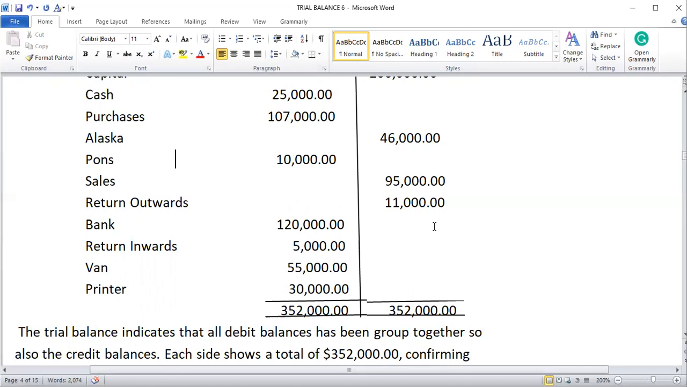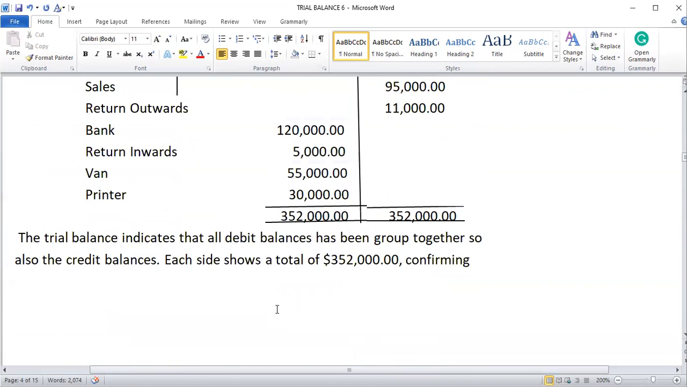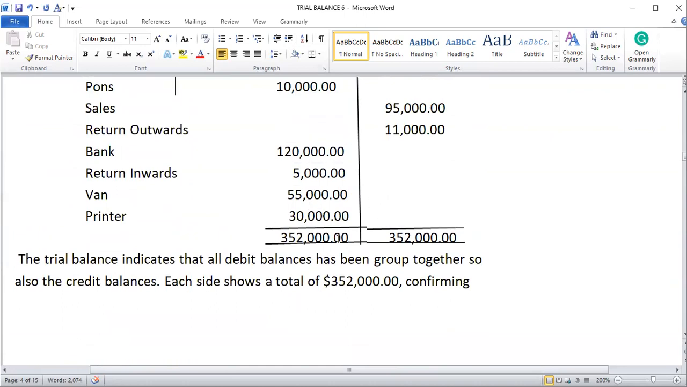Your trial balance, how do you prepare your trial balance? First, you show the name of the company, in this case, Moscow Limited. Then the date, your trial balance as at 31st May. Then you have your debit column, your credit column. Then you use the summary that you've written down. If it's capital, is it a credit? You put it under credit. If it's a debit, you put it under debit. After you've done all the entries, then you total it up. If you total it, it is supposed to be equal. If it's not equal, then it means you made a mistake. You have to go over all the transactions and the ledgers and make sure that you've done the right thing.